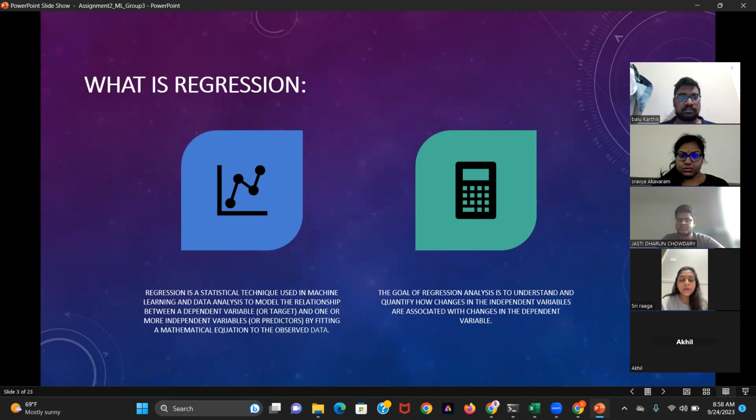And regression. Regression is a statistical technique used in machine learning and data analysis to model the relation between a dependent variable and one or more independent variables. The goal of the regression analysis is to understand and quantify how changes in the independent variables are associated with changes in the dependent variable.